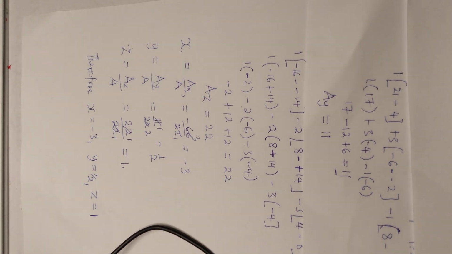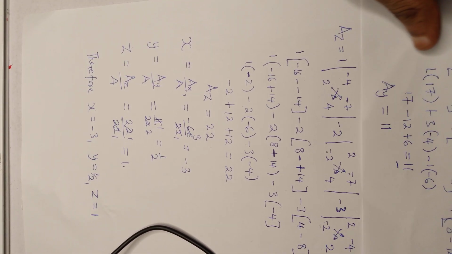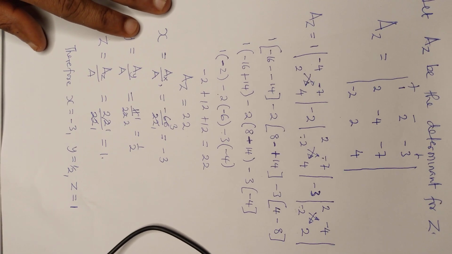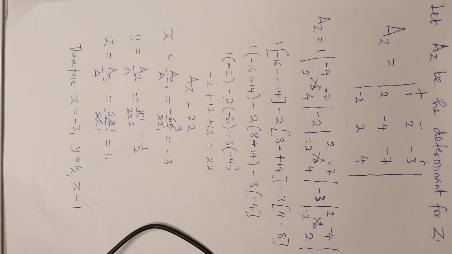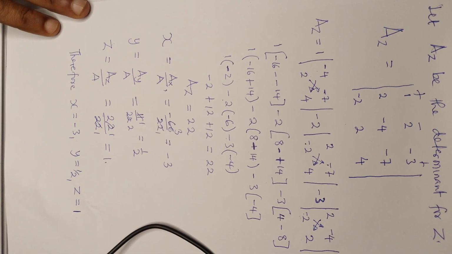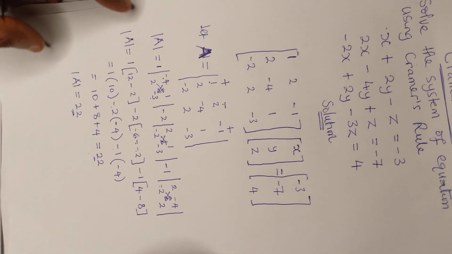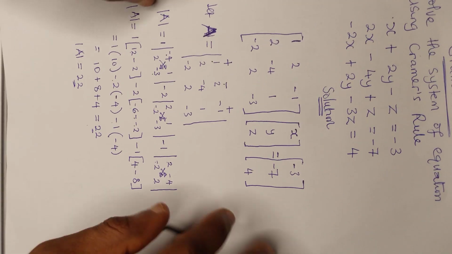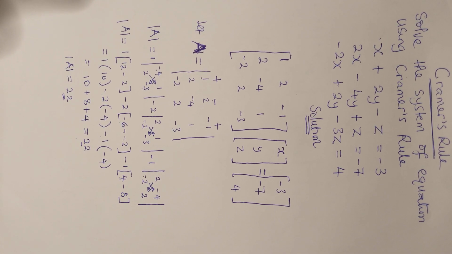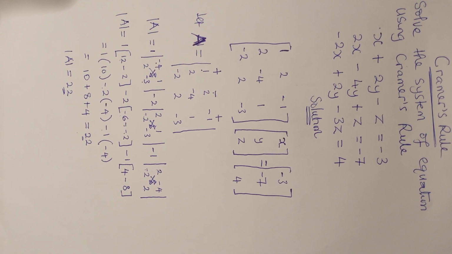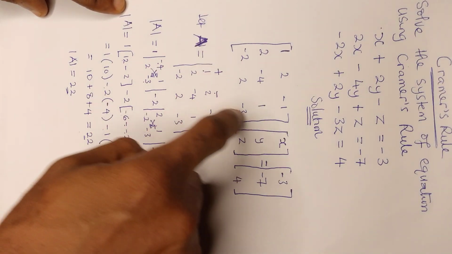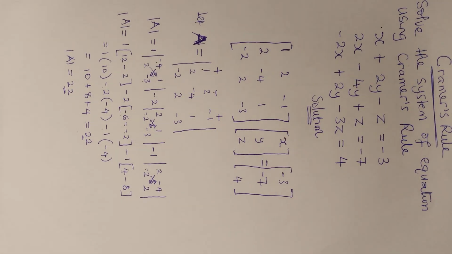So viewers, we've gotten to the end of this question. This is how to solve a system of equation using Cramer's rule. So we started by first writing out the equation in form of matrix, and then first we had to find the determinant of the matrix.